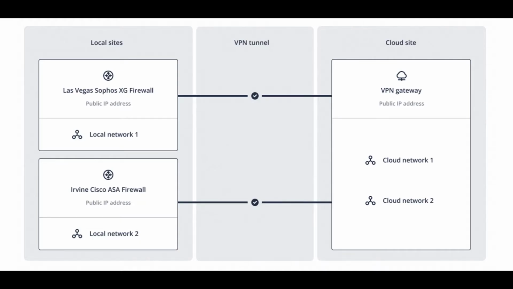In this video, you will learn how to create secure site-to-site IPsec connections to your multiple local sites. We're going to configure connections with two sites that use Sophos XG and Cisco ASA firewalls. First, let's configure the cloud site.